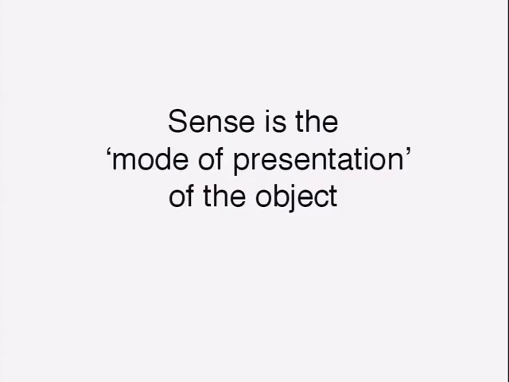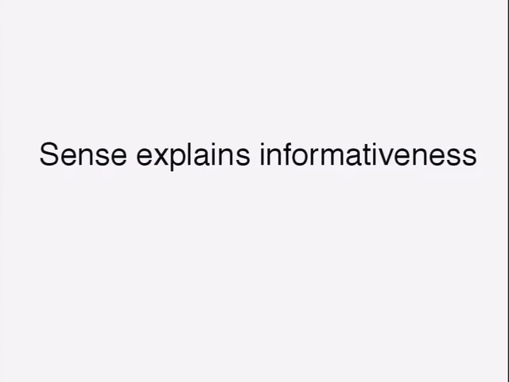And the sense, he says, that's the mode of presentation of the object. Sense is what explains informativeness. That's how we came in. But then Frege's move is to say, sense is what fixes reference. The thing that explains informativeness is what hooks up the sign to the object. That's how the sign gets tied up to the object, by being associated with a sense.